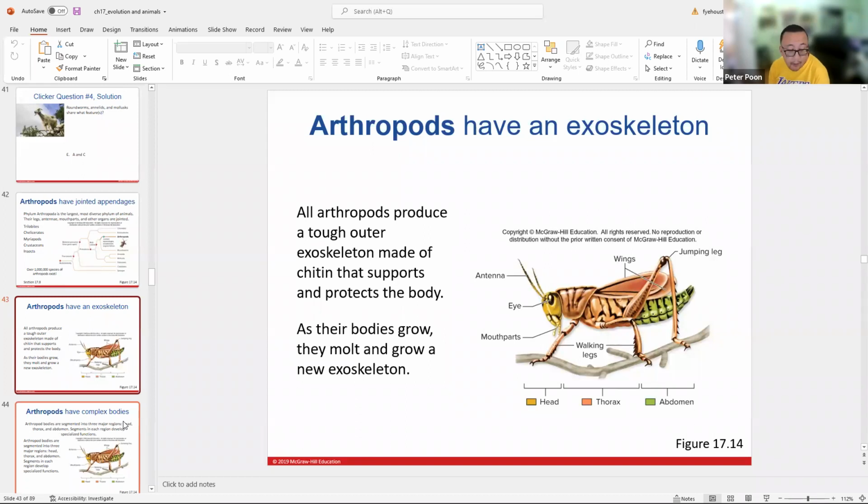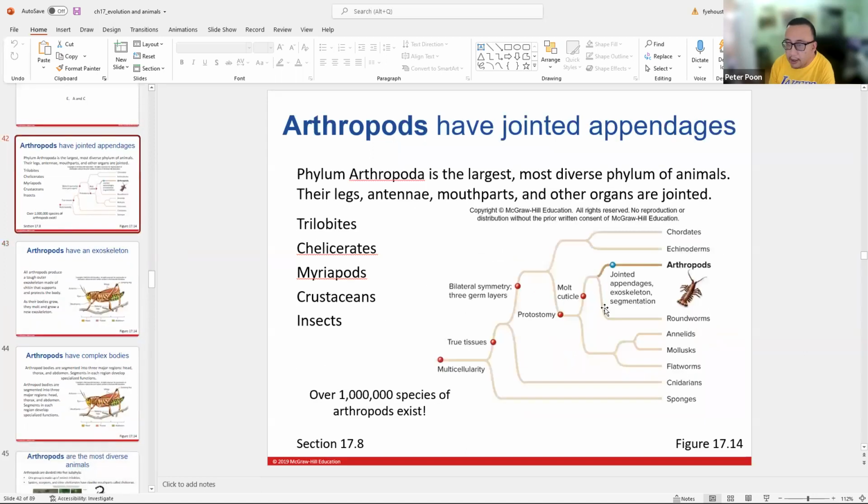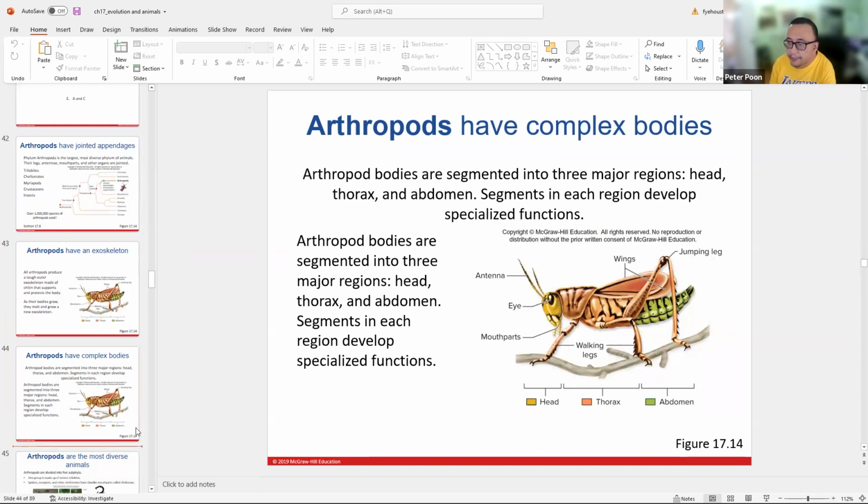Make sure you understand arthropods because we humans like to think we're the best animals ever, but we are not. We pale compared to arthropods in terms of how many animals there are. All arthropods produce a tough exoskeleton made out of chitin. As their bodies grow, they molt and grow a new exoskeleton. So these guys all molt, which means they have to shed their exoskeleton.